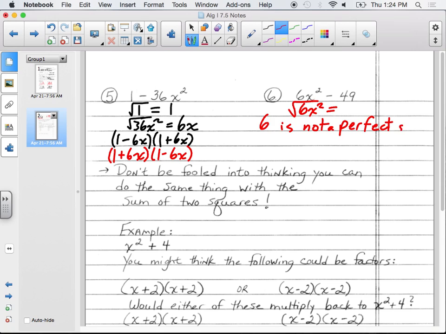Because nothing times anything, so it's multiply 2 equals 6. So when that happens, you just say that it's not a perfect square. So you can't answer it then. So this way we say it's not factorable when we have a difference of squares.